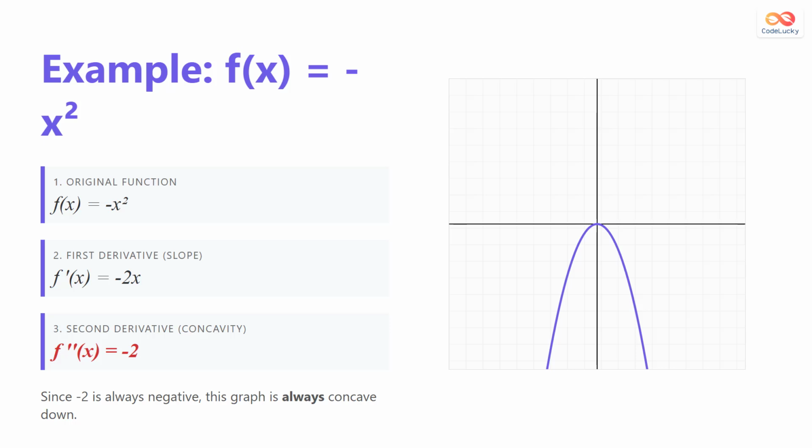Let's check the function y equals negative x squared. First, we take the derivative to get negative 2x, then we take the derivative again to get negative 2. Since negative 2 is always less than 0, this parabola is concave down everywhere.